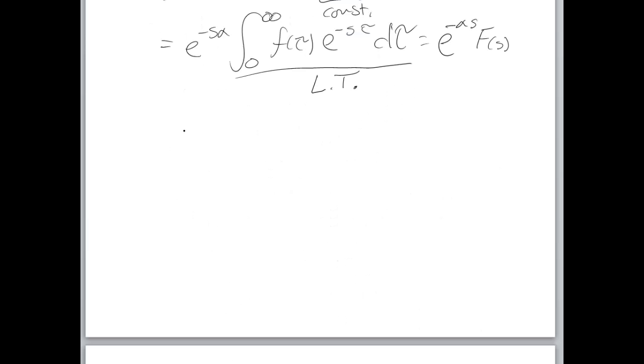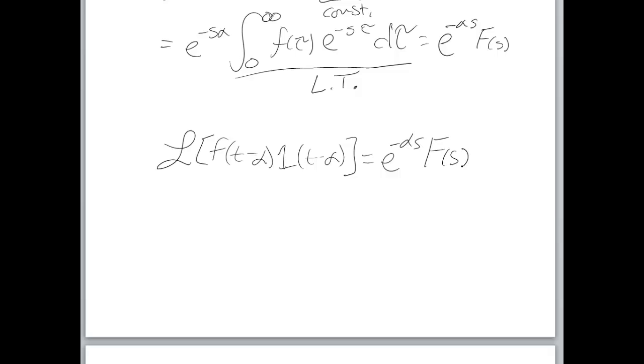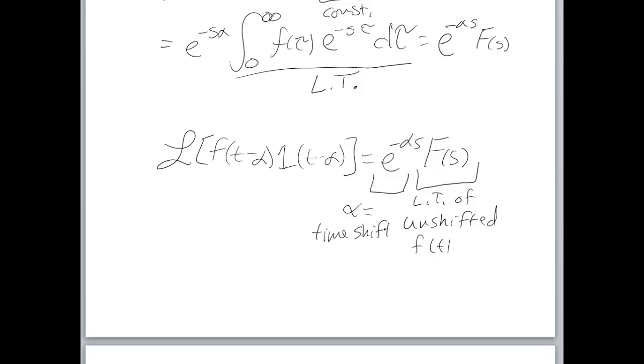So what this ultimately means is if you take the Laplace transform of a function that's shifted in time, that equals e to the minus alpha s F of s. So it's really just the Laplace transform of the unshifted function times this term where alpha is the amount of time shift. So we'll be able to use that in the future.